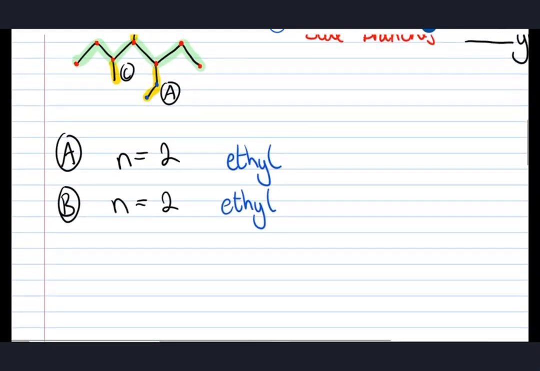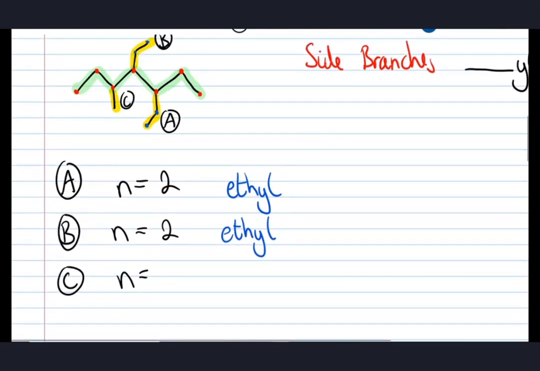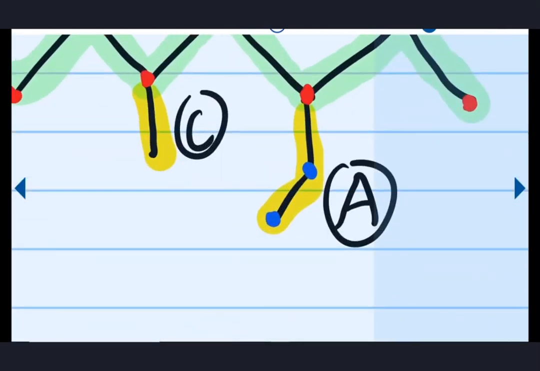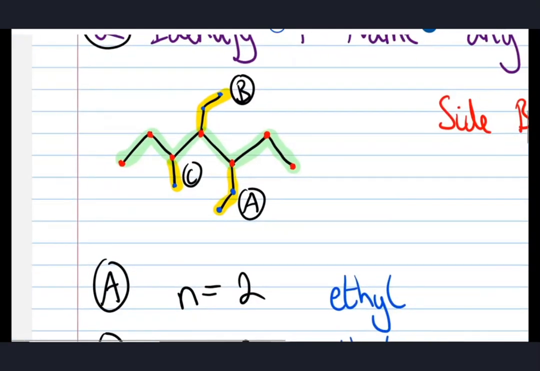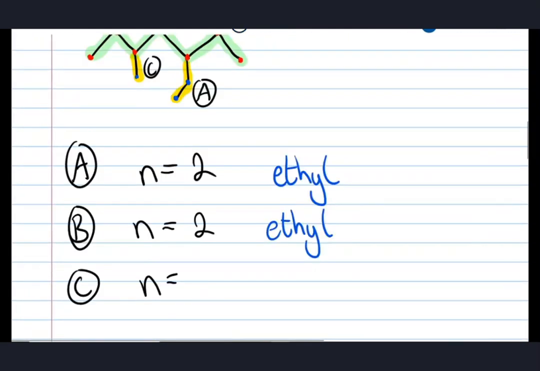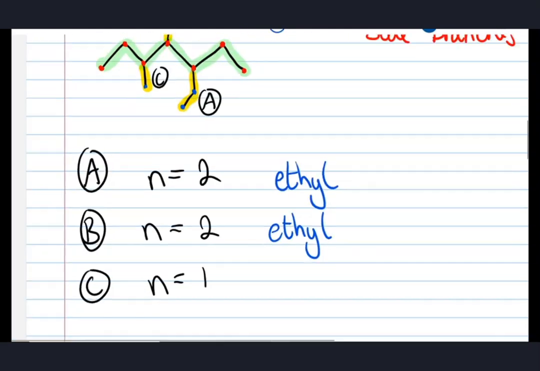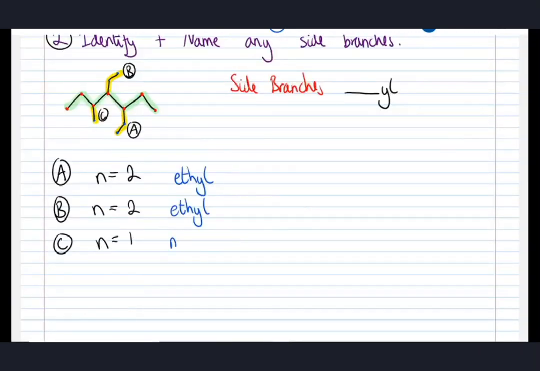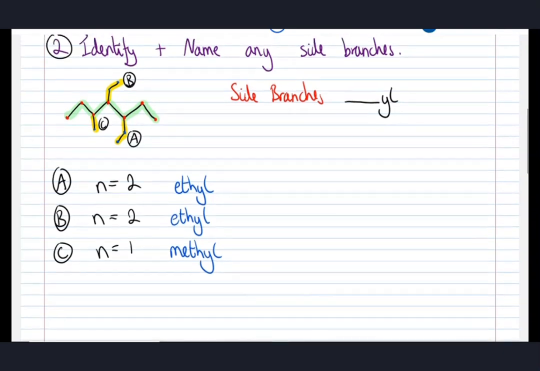And let's have a look at C now. With C, let's bullet on our carbons. Well, N equals 1. This is going to be methyl. Meth being the prefix for 1.